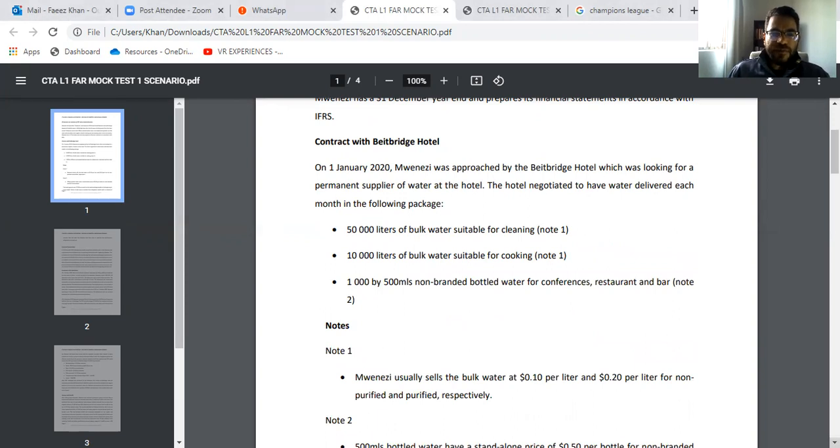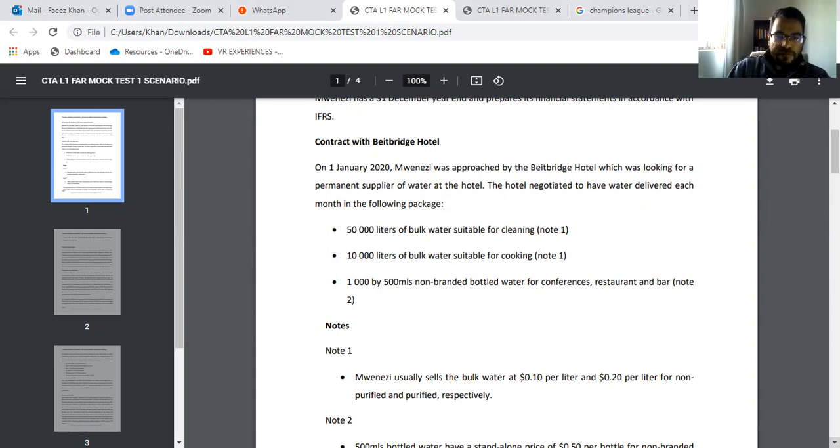Contract with Bridge Hotel. On 1 January 2020, Mwanezi was approached by the Bridge Hotel, which was looking for a permanent supply of water at the hotel. The hotel negotiated to have water delivered each month in the following package: 50,000 liters of bulk water suitable for cleaning, 10,000 liters of bulk water suitable for cooking, and 1,000 by 500 milliliters of non-branded bottled water for conferences, restaurant, and bar. Okay, so that is what they're telling us.